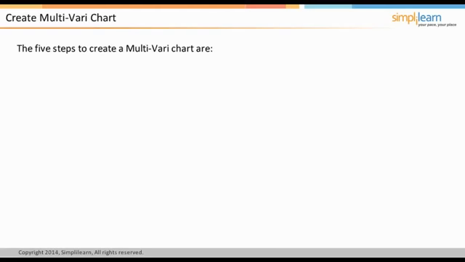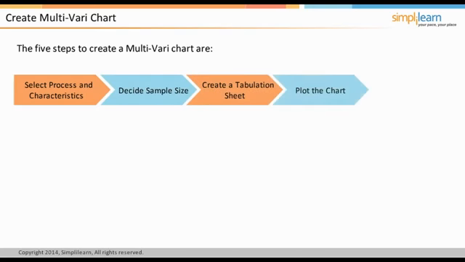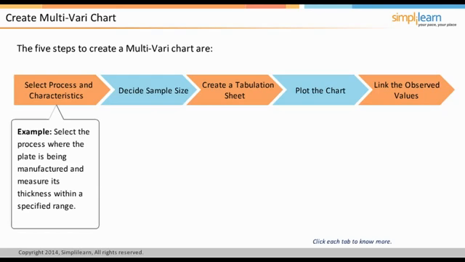We will learn about creating a multivary chart in this screen. The outcome of multivary studies is the multivary chart. It depicts the type of variation in the product and helps in identifying the root cause. There are 5 major steps involved in creating a multivary chart. They are select process and characteristics, decide sample size, create a tabulation sheet, plot the chart, and link the observed values. Click each step to learn more.